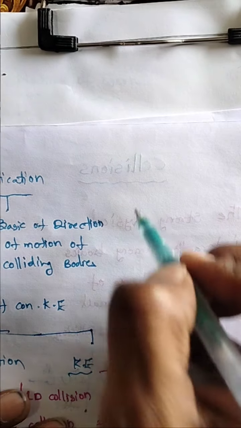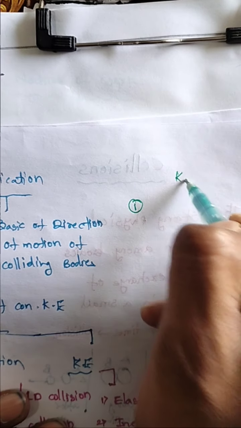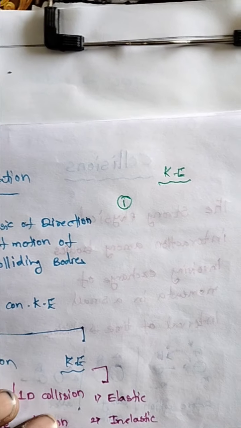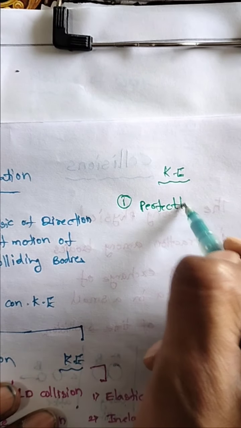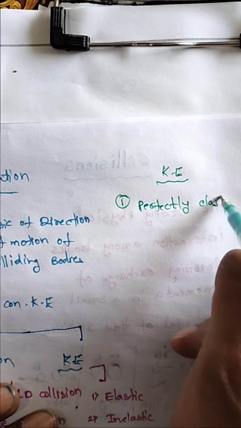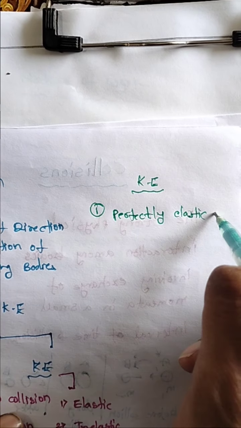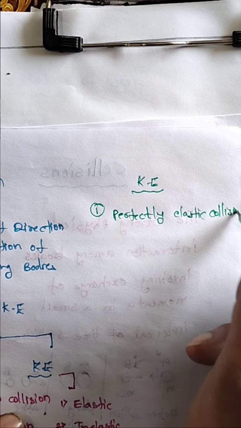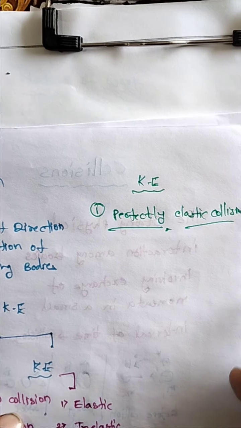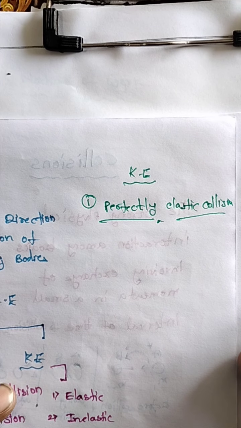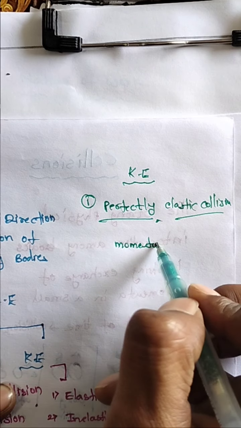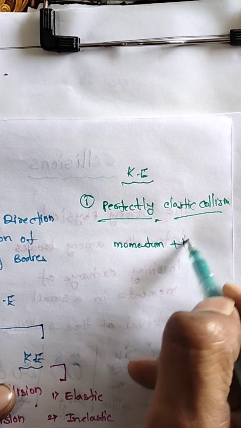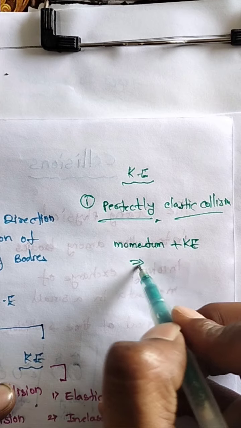Taking the first one, depending on kinetic energy, the first one is the perfectly elastic collision. In a perfectly elastic collision, both momentum and kinetic energy remain constant.